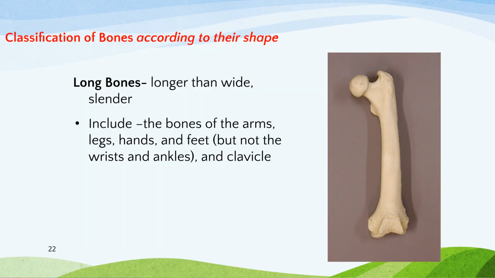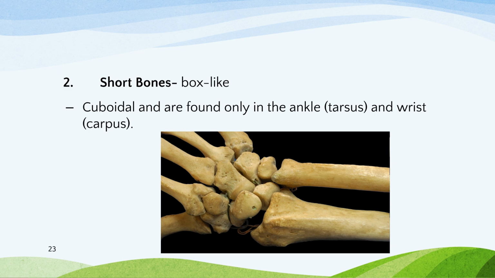We can also classify bones according to their shape. First, long bones are longer than they are wide, presenting a slender shape. This category includes the bones of the arms, legs, hands, and feet, but excludes the wrists and ankles, and it also includes the clavicle. Second, short bones are box-like and cuboidal in shape, and they are found only in the ankle or tarsus and the wrist or carpus.